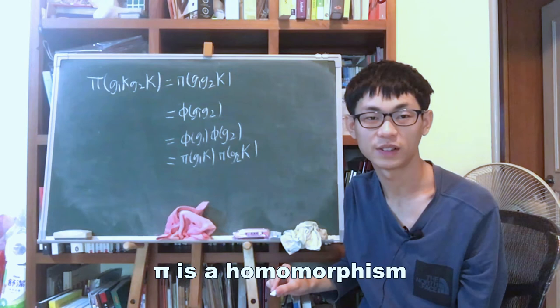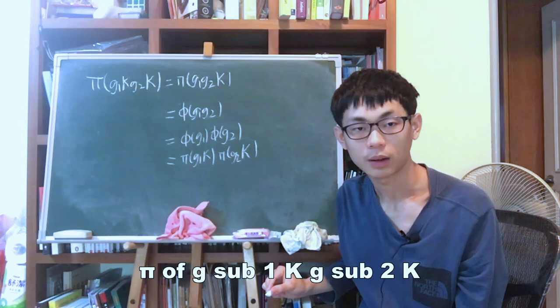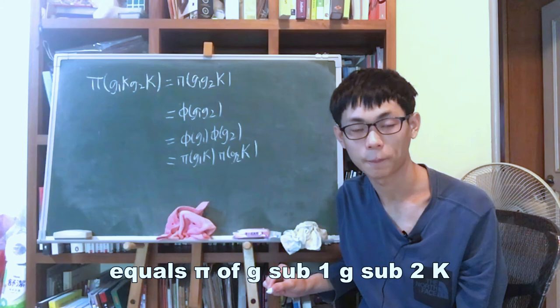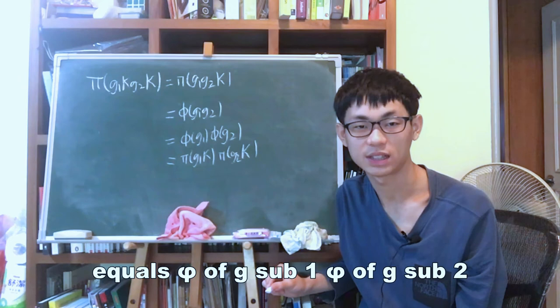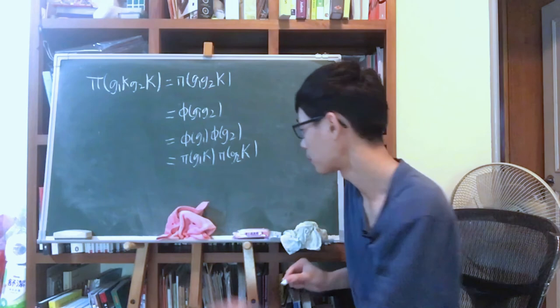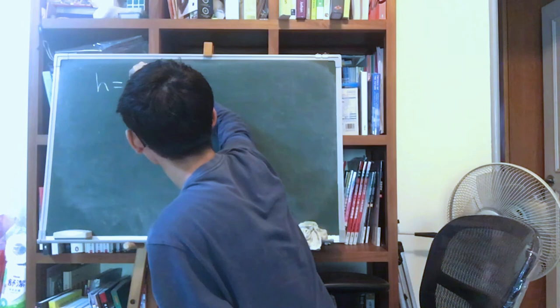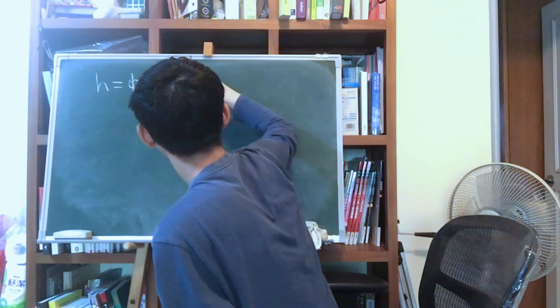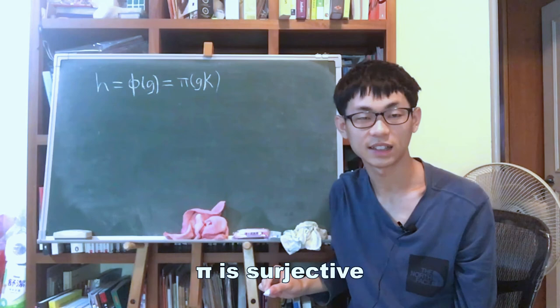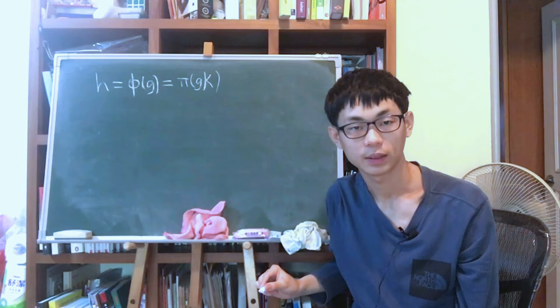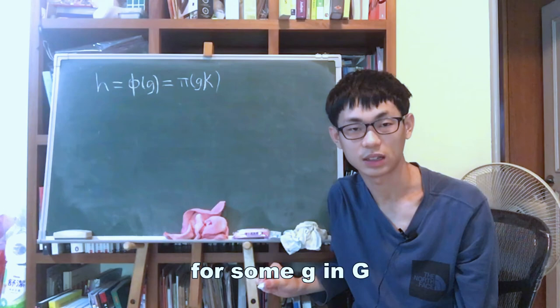Pi is a homomorphism because for all g sub 1, g sub 2 in G, pi of g sub 1 K, g sub 2 K equals pi of g sub 1 g sub 2 K equals phi of g sub 1 g sub 2 equals phi of g sub 1, phi of g sub 2 equals pi of g sub 1 K, pi of g sub 2 K. Pi is surjective because for all h in phi of G, h equals phi of g equals pi of gK for some g in G.